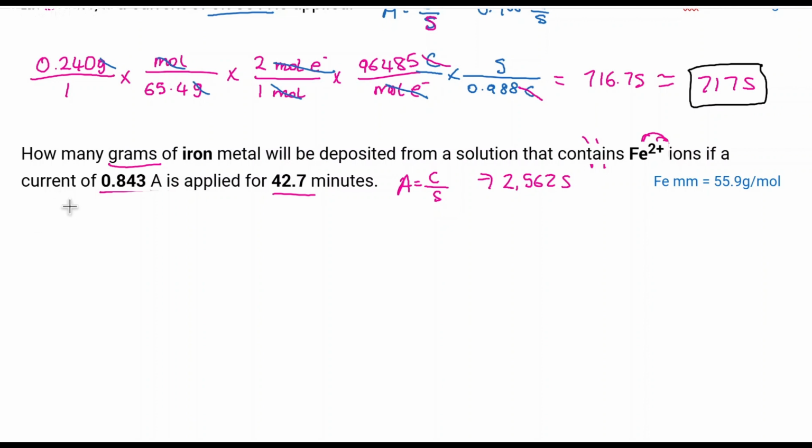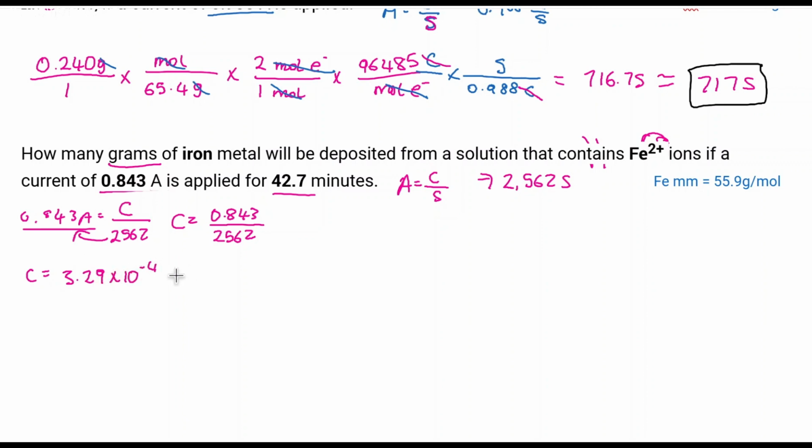So we have over here the amp, we have to convert it to coulombs. And since 0.843 A is equal to C over 2,562, and we're looking for C, it's just this divided by that. Algebra, you move the seconds over, that means coulombs is equal to 0.843 over 2,562, which we can actually do right now by plugging into the calculator. So we get the coulombs is equal to 3.29 times 10 to the negative 4 coulombs.